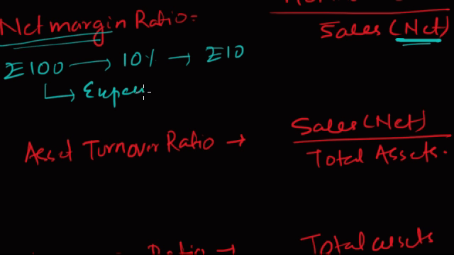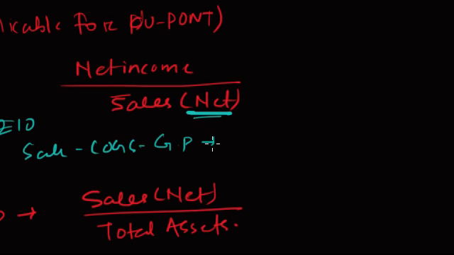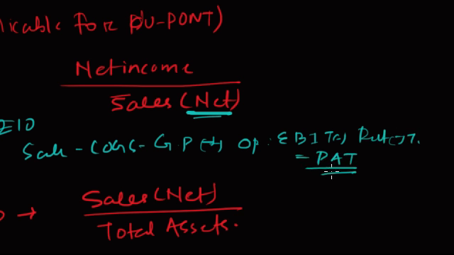The net margin generally comes from sales minus cost of goods sold. You would get the gross profit. Then you deduct all the operating expenses. You will get the operating profit, EBIT. Then after that you deduct the interest expenses and deduct the tax. You will get the PAT. So if the net margin is 10%, suppose the entity is able to make a sale of 100, then the PAT is 10. I'm assuming there is no preference dividend and all. So this is what the net margin ratio says.